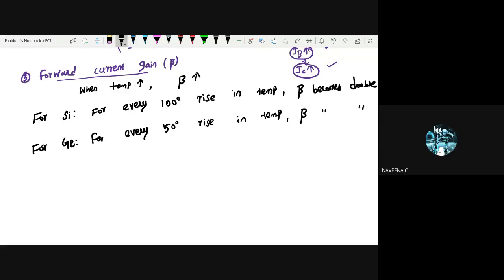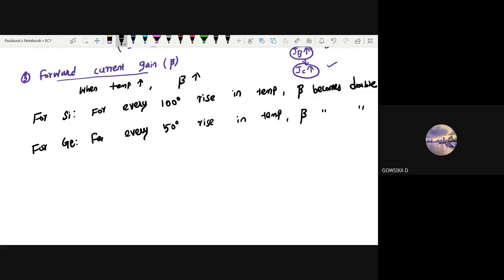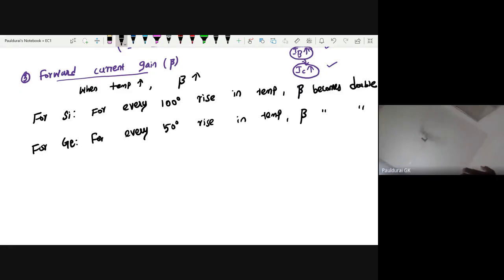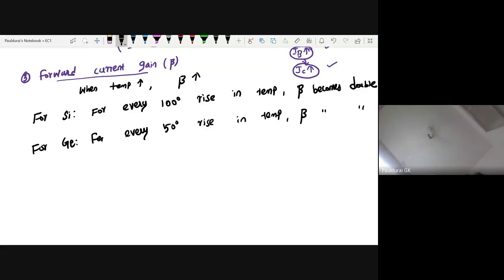Sir, IC will increase a lot. What happens if IC increases? Thermal runaway will happen, sir. Thermal runaway. You studied thermal runaway and all. You know thermal runaway from your EDC. What is thermal runaway?